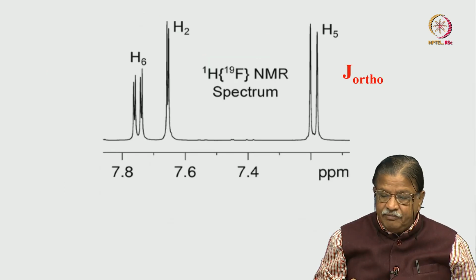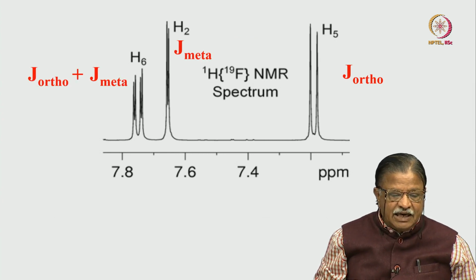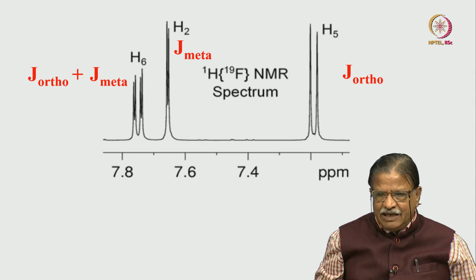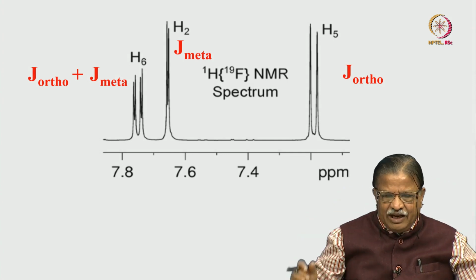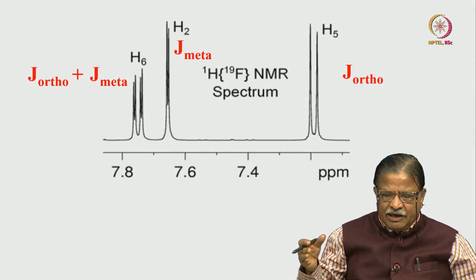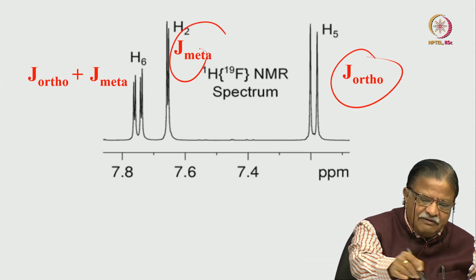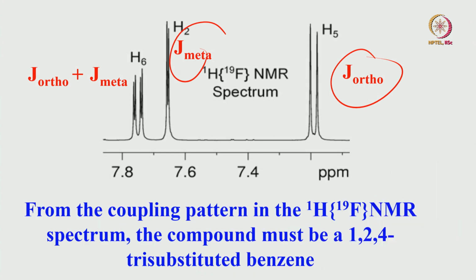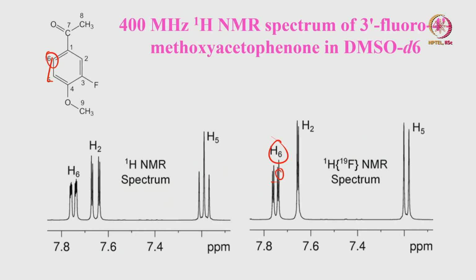And this is the spectrum, and this comes because of J ortho, I told you, J meta, this is J ortho plus J meta. Remember, when I analyzed the phenyl group proton spectrum of molecules containing phenyl groups, I explained to you how the multiplicity pattern comes based on ortho coupling, meta coupling and para coupling, what type of pattern we get. Using that knowledge here we can completely make the assignment. From the coupling pattern, this one has one ortho, one meta, and one ortho and meta coupling. From this you can come to a conclusion that this must be 1, 2, 4 trisubstituted. If that is the situation, only then this pattern will come.